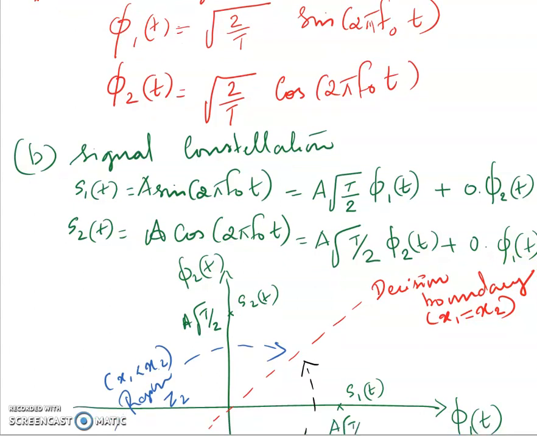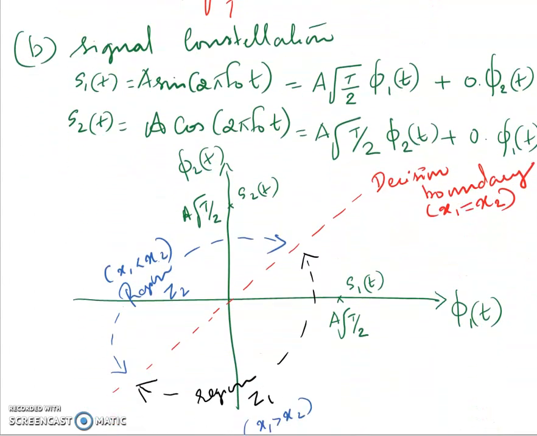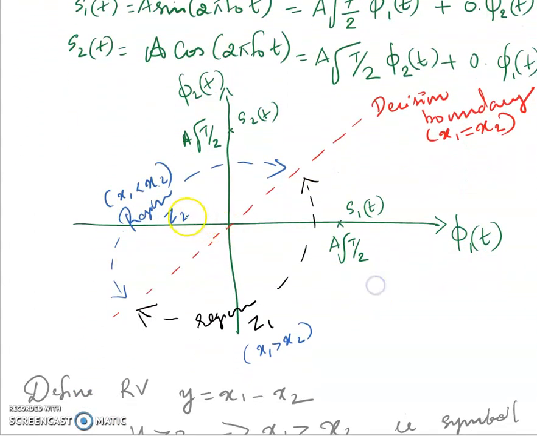Now we can plot the signal constellation diagram. So first you have the two basis functions phi 1 and phi 2. For the first signal, the phi 1 component is A root T by 2, the phi 2 component is 0. So this is the first signal s1(t). Then for the second signal, the phi 1 component is 0, and the phi 2 component is A root T by 2. So this is the second signal. So plot the two signals on the signal space diagram.